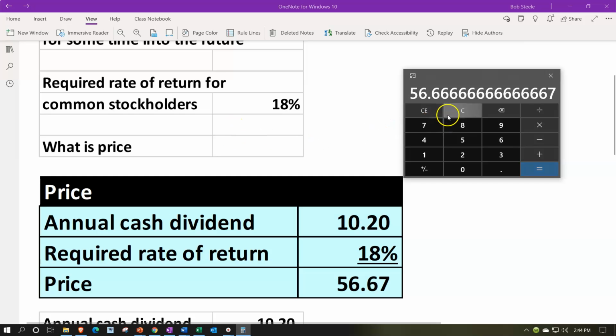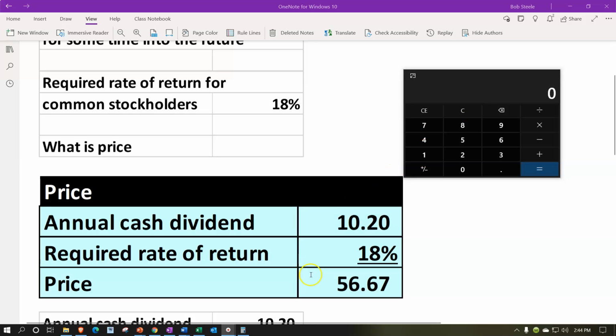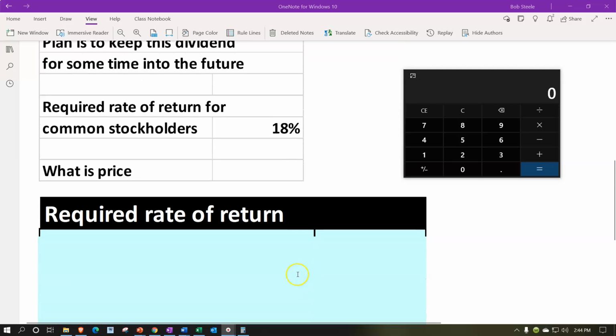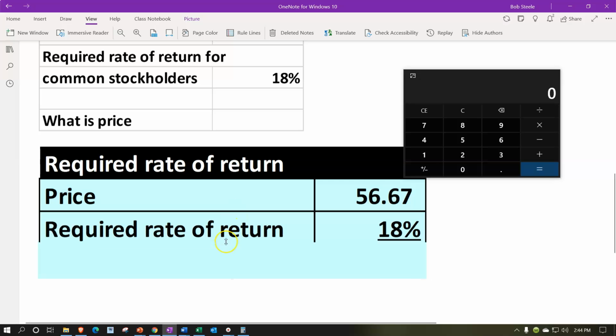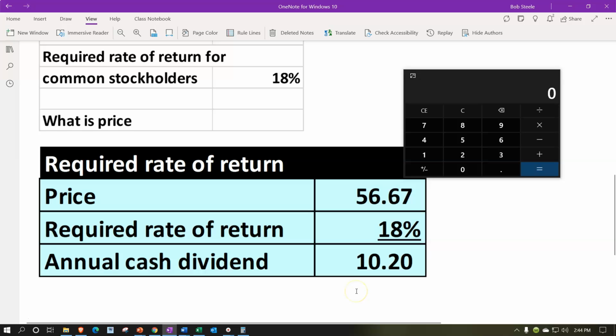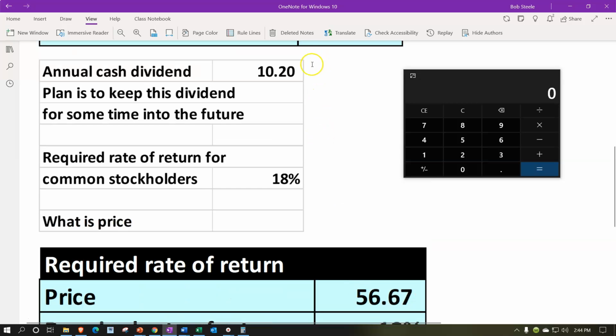Or in other words, if I was to then take the price and then consider the required rate of return, I'll do that down here. We're going to say the price that we just calculated, the 56.67. We would be willing to pay that if we get a required rate of return on the market, 18%, the 56.67 times the 18% being the $10.20. That's the amount of the dividend that we're having. So note that the return we're looking at is related to the dividend given the fact that we're assuming that the dividend's going to be constant.